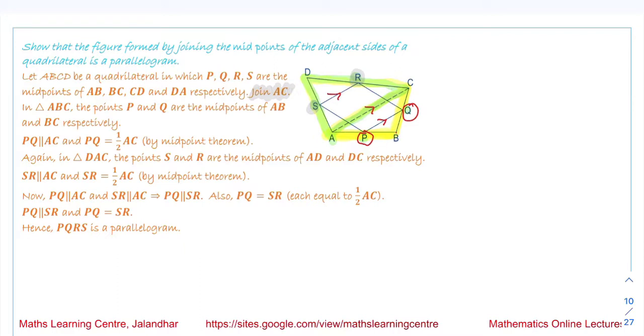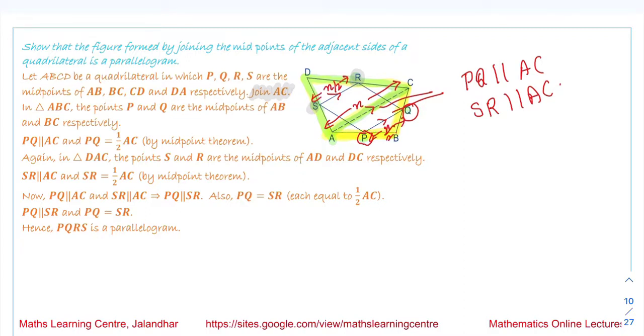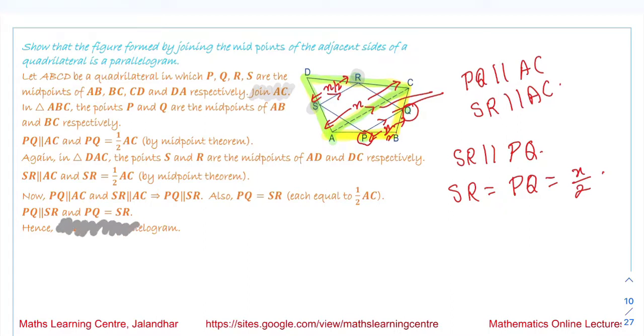So first we have obtained that PQ is parallel to AC. Second we have obtained that SR is parallel to AC. Next, if the length of AC is x, the length of SR is x by 2 and the length of PQ is x by 2. So what we get is that SR is parallel to PQ and SR is equal to PQ is equal to x by 2. So we get that PQRS is a parallelogram.